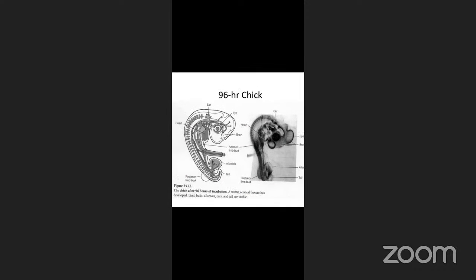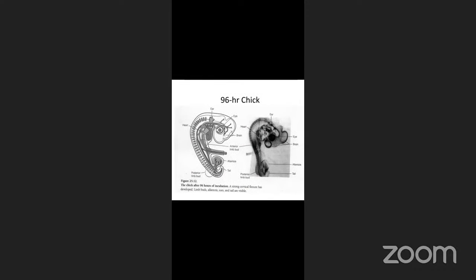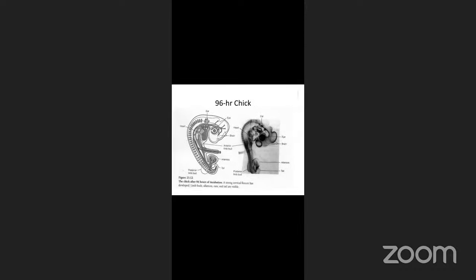Then after 96 hours of incubation, we have a heart now, ear, eye, brain, anterior limb, posterior limb, allantois, and a tail. So it forms a nice structure which is developing. The same thing which we have discussed of the fetal membranes. So this is how it looks. We're not going in depth of development, but what are the fetal membranes which are present and what are the functions of those fetal membranes in chick.